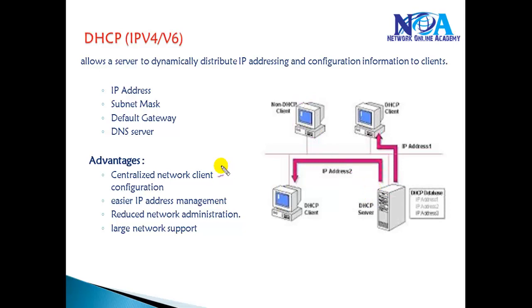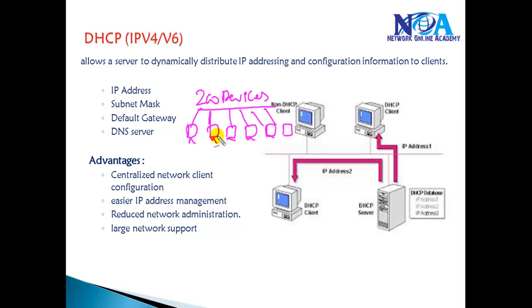If you take an example of any big network, let's say I have somewhere around 200 devices connected in the LAN, going to each and every device and giving the IP address is not a possible solution. There is a possibility of conflict as well. Maybe you assign the same IP address to multiple devices. Going to each and every device, giving the IP address is not really a scalable solution.